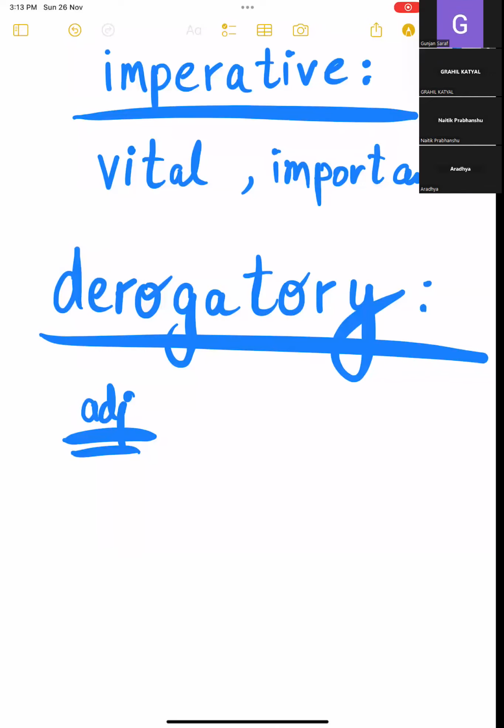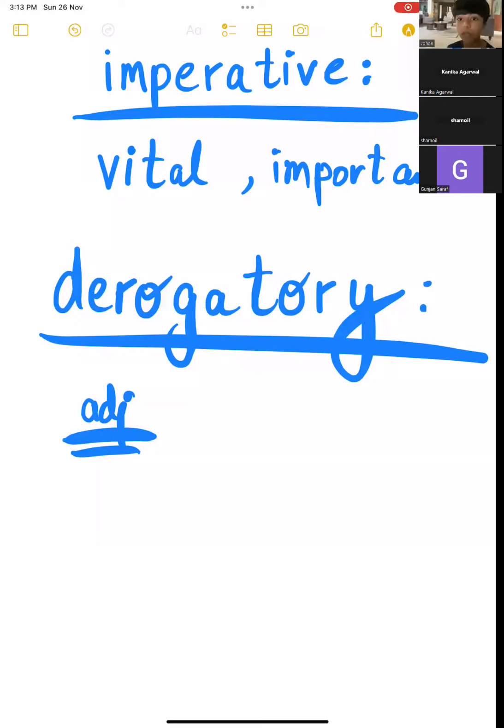Derogatory is an adjective. Now let's find the meaning of derogatory. Derogatory is a negative adjective, as said by Advika. The reason being, you will not use derogatory to describe something good.